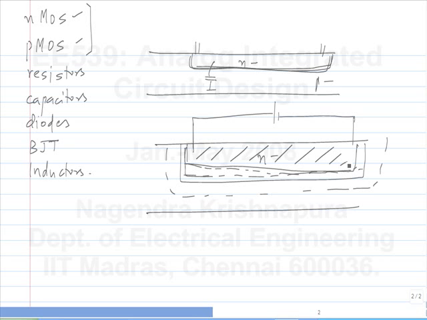Now what happens is, like I said, poly you can have it with different doping and so on. To have a polysilicon piece with different doping, you will need different masks. You will need extra masks.